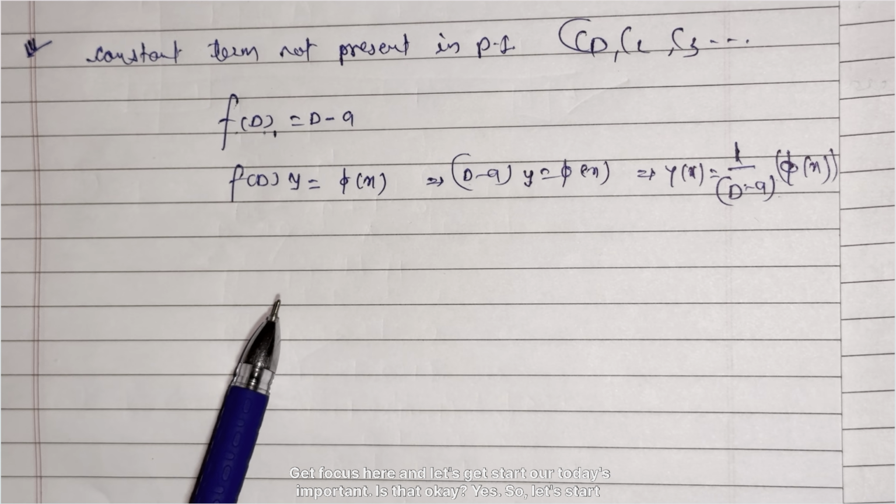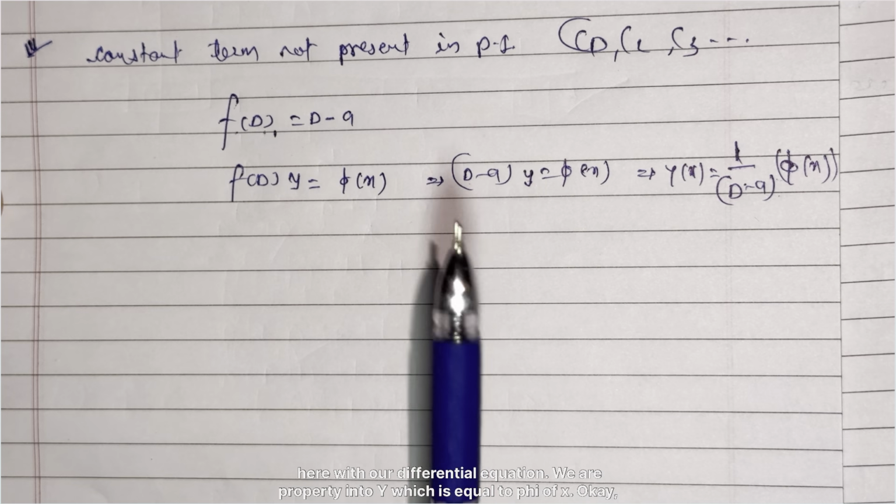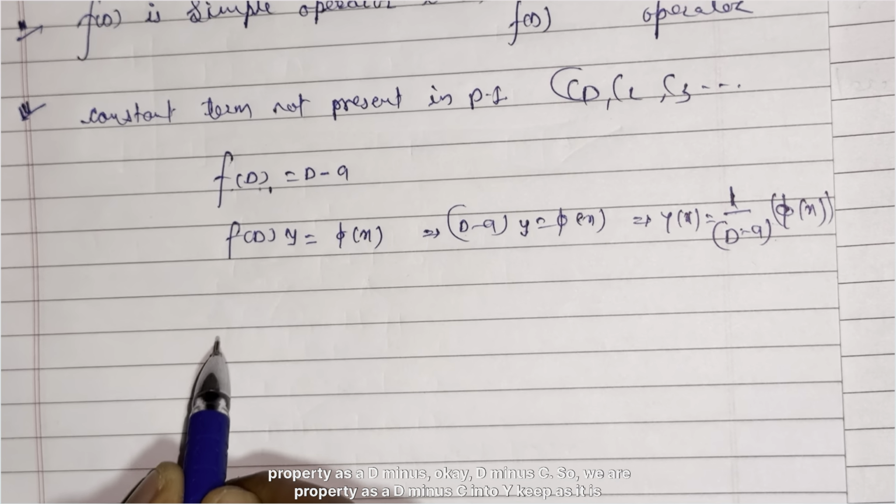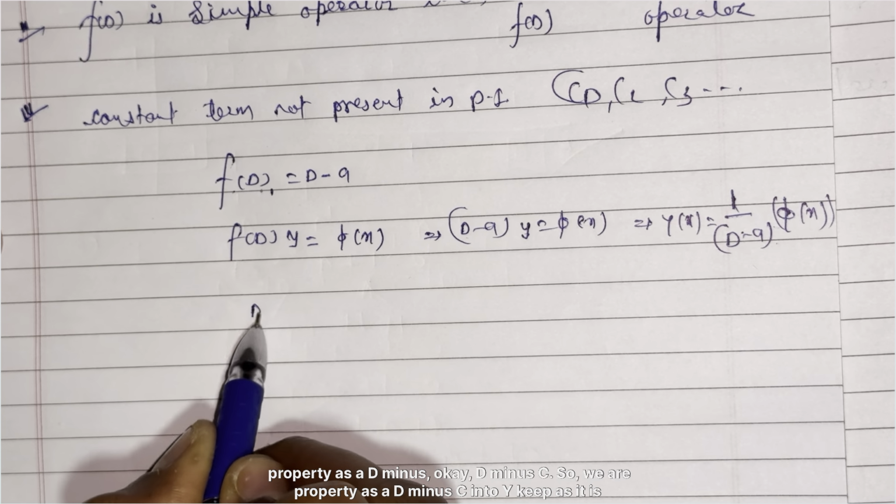Let's start with our differential equation, f of D into y equals phi of x. We consider f of D as D minus a, so (D minus a) y, keeping y as it is, equals phi of x. So I replace f of D as D minus a. Now we are going to derive the standard form of the particular integral.